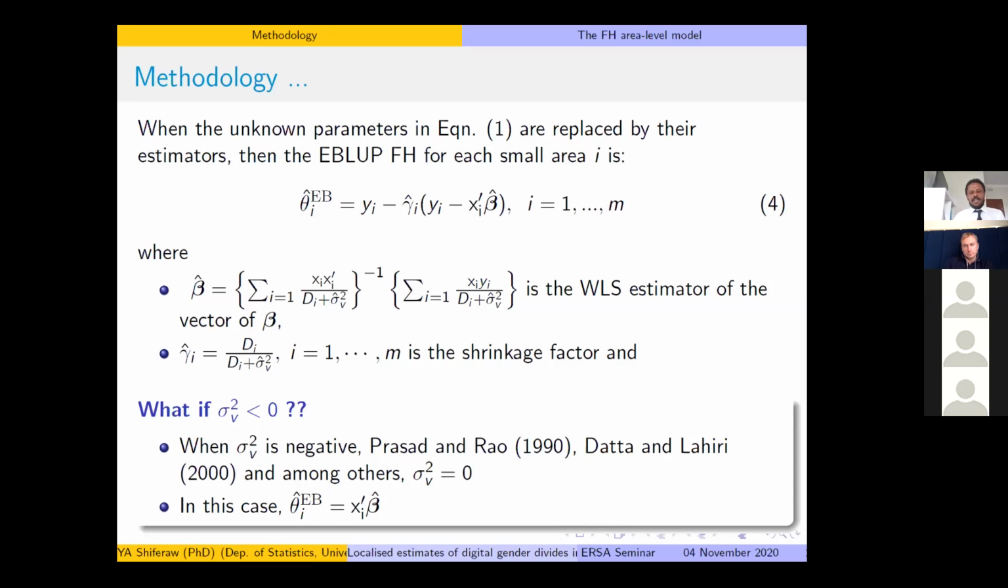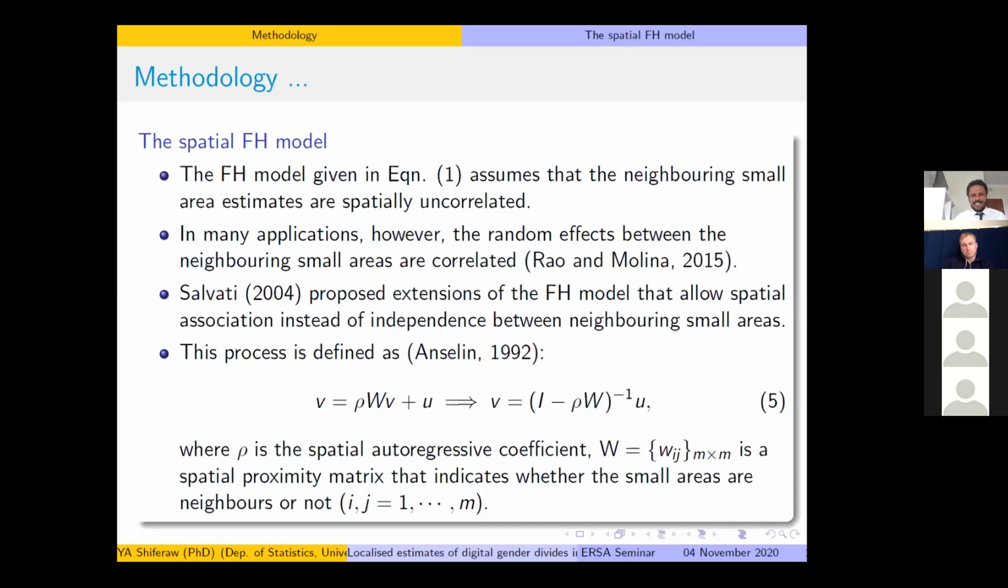In fact, one of my areas of work is to propose an alternative estimator. We proposed with one of my old colleagues another alternative estimator without truncating this, and that is another issue. I will not talk about that here. And the other alternative model, I've almost finished the methodology part. I'll come quickly to the application part as well. A spatial Fay-Herriot model.